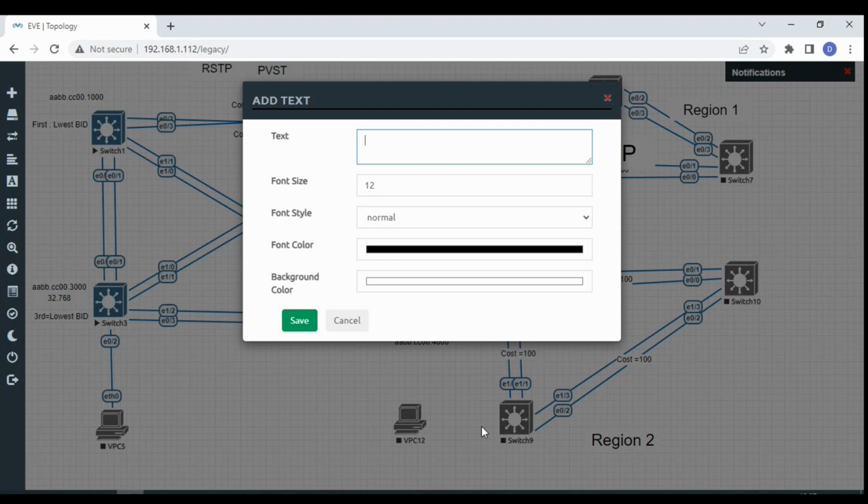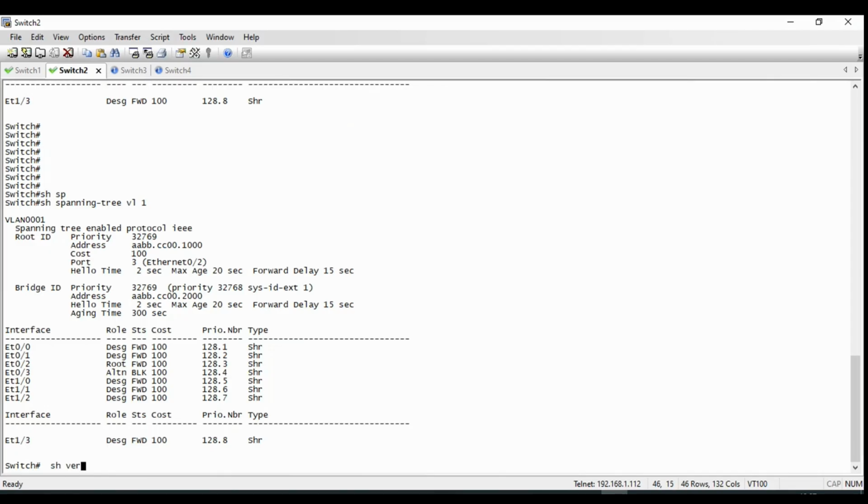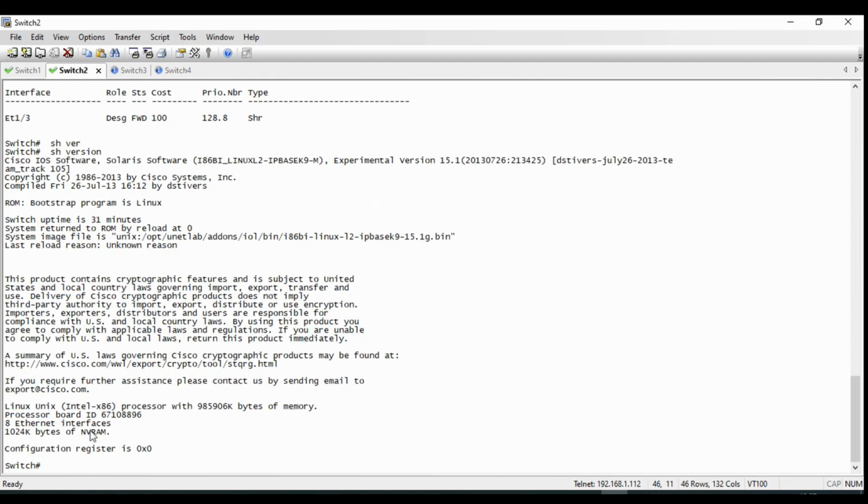If you go into the real world with Cisco switches, you have to do a show version. Once you do show version, there will be a MAC address displayed in the real IOS of the Cisco switches, which you have to find out. On that basis, every switch generates the MAC address for the STP calculation.